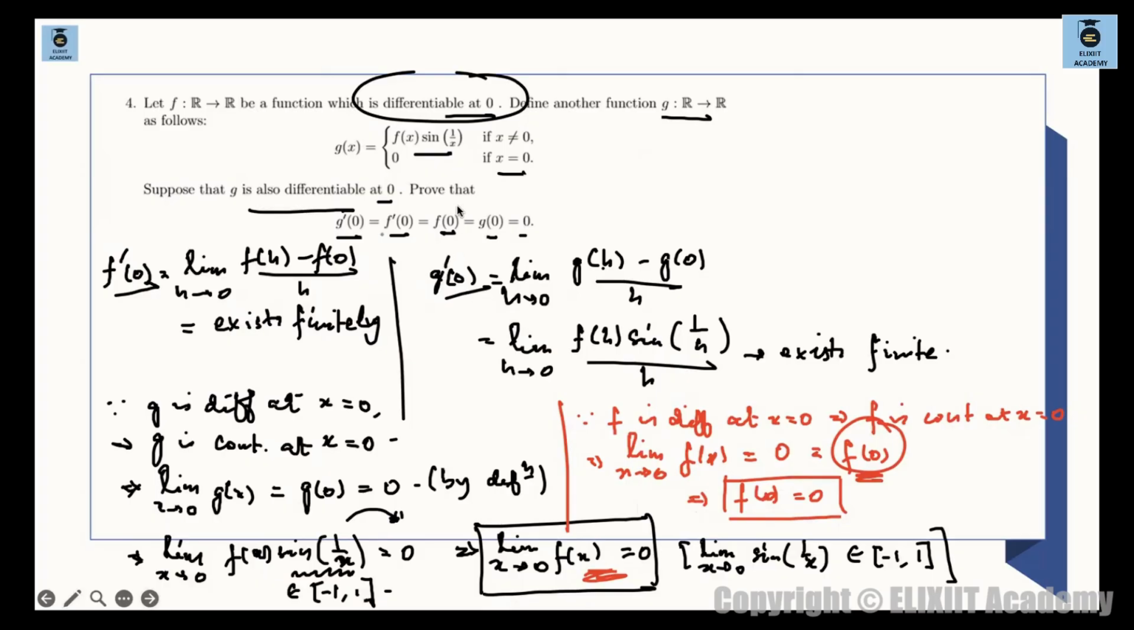So this part of the proof we are done. G of 0 is 0, done. F of 0 is 0, we are also done. Next, we'll try to prove that G dash of 0 and F dash of 0 are also equal to 0.